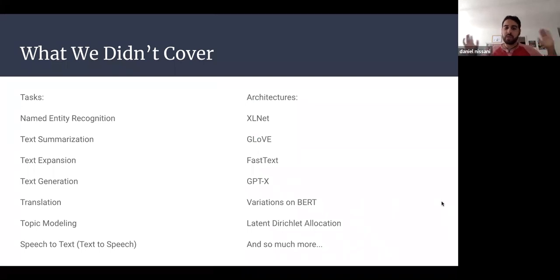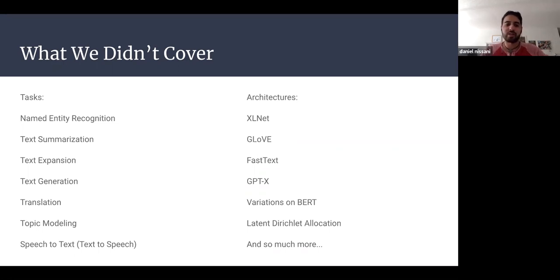Okay, what we didn't cover. We didn't cover so much. Oh my God. We didn't cover named entity recognition. Named entity recognition talks about how I can go through a text and identify specific words that may be names of something. How can I do that? Not an easy task. BERT has made it a lot easier, but not an easy task at all.